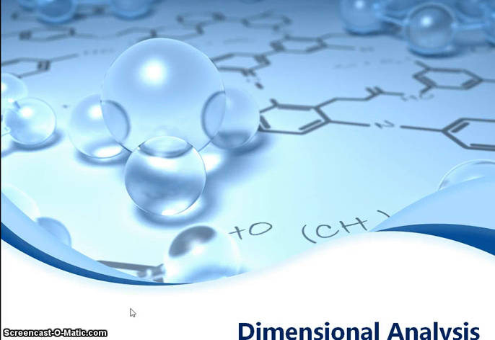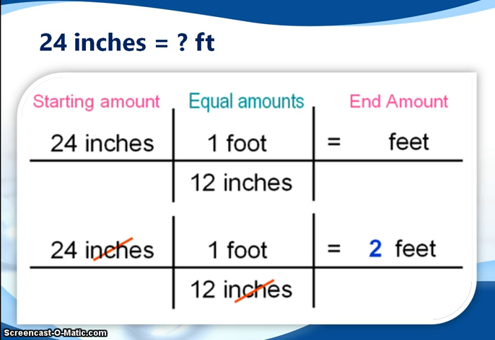Today's topic is on dimensional analysis. Dimensional analysis is basically just a fancy way of converting measurements. For example, suppose you have 24 inches of yarn. How many feet of yarn do you have? Well, mentally, we're able to process that really quickly because there are 12 inches to a foot. So 24 inches of yarn equals 2 feet.